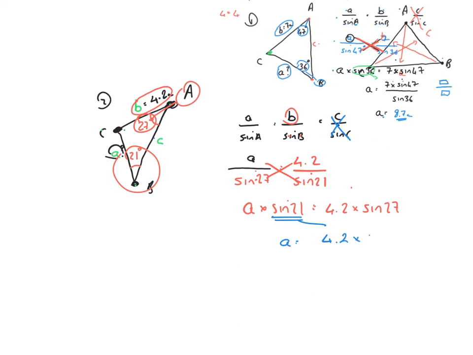So I've got 4.2 times sine 27 divided by sine 21. Punch all that into the calculator with that button. And let's round it to one decimal place. And you should get 5.3 centimetres.